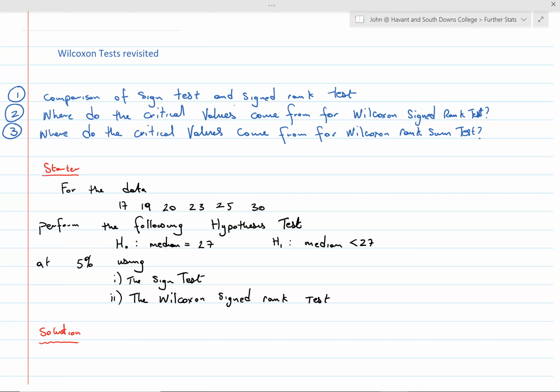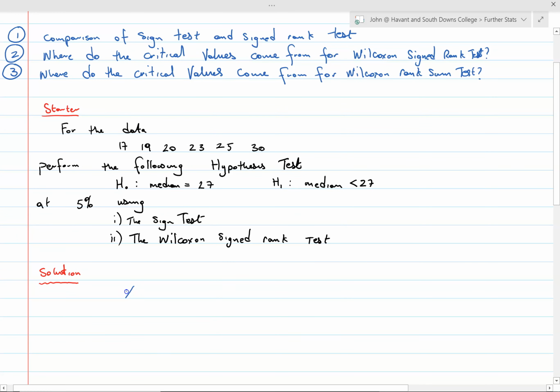Okay, so here's a starting problem, a simple problem with just 6 data values under this hypothesis. You might want to pause the tape now and check you can do these. Okay, right, so let's have a look at the sign test first. The sign test just looks for the number that are above or below the median under the null hypothesis. So we could let x be the number above the median.